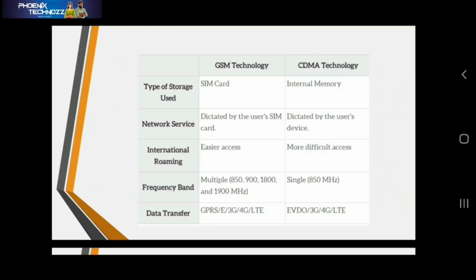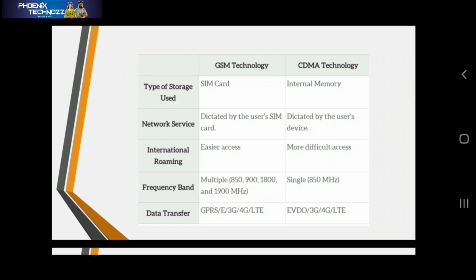The difference between GSM and CDMA technology can be summarized as follows. First, based on the type of storage used. In GSM technology, the storage device used is the SIM card. That is, the SIM card is used to store the user's information. On the other side, for CDMA technology, the memory device is internal memory. So in CDMA technology, there is no need for a SIM card.